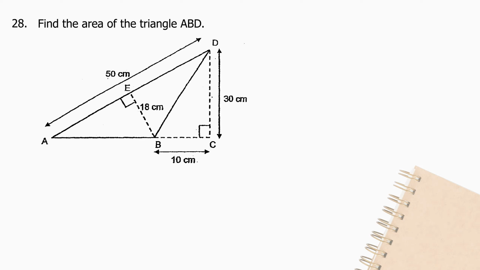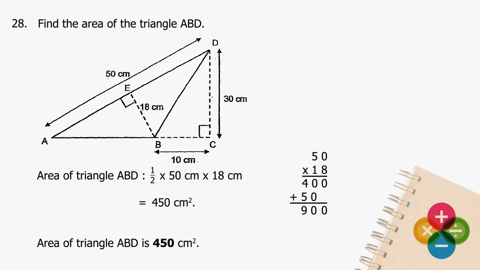Question 28. Find the area of the triangle ABD. The area of triangle ABD will be: multiply 1/2 by 50 cm, and then by 18 cm, and the product is 450 square centimeters. The area of triangle ABD is 450 square centimeters.